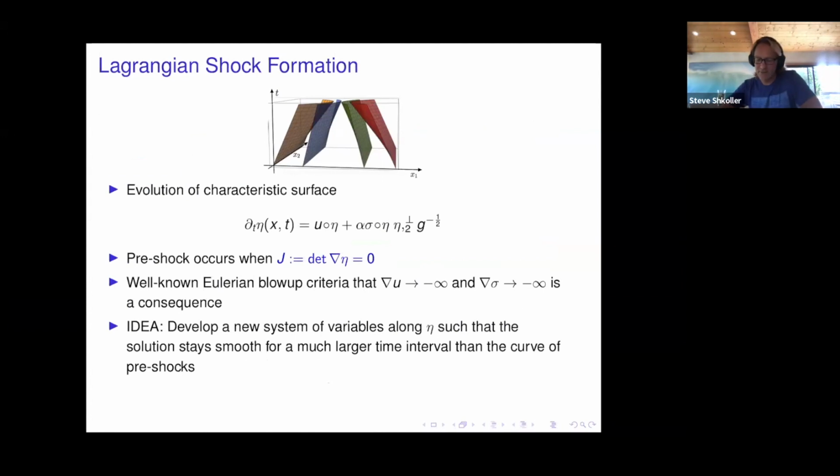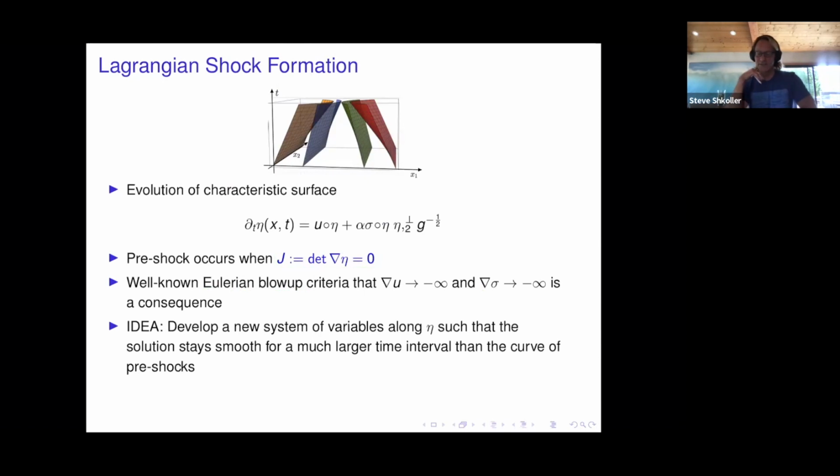And the comment is that the well-known criteria that a shock occurs via this Eulerian blow-up mechanism, namely the gradient of u goes to minus infinity and the gradient of sigma goes to minus infinity, this should be viewed really as a consequence of this Lagrangian picture. And it is.